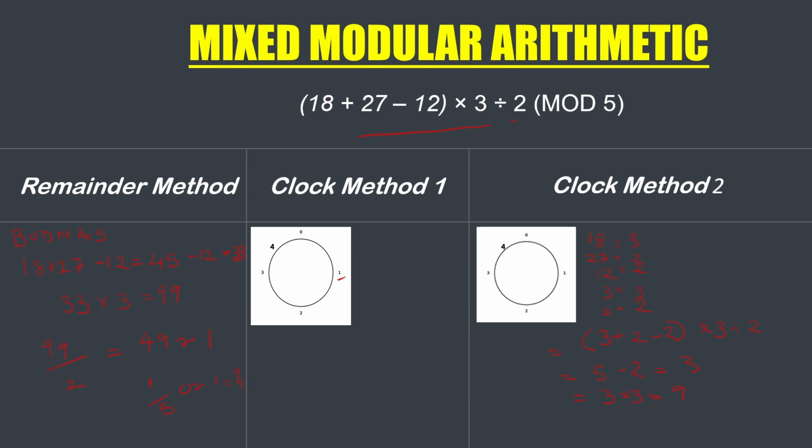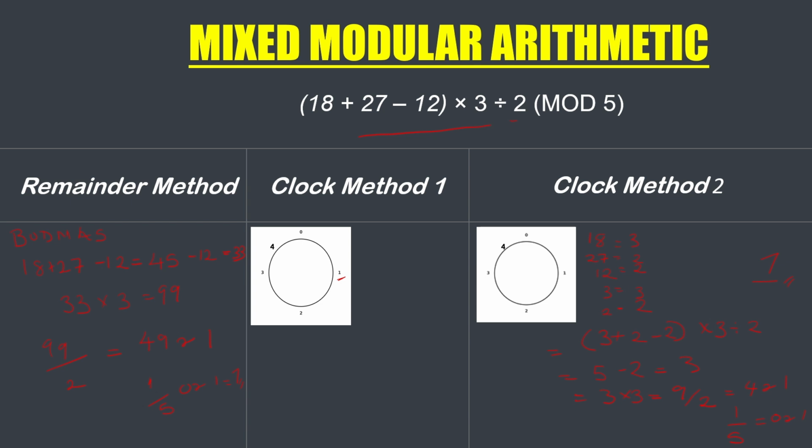equals 9, divided by this 2, which equals 4 remainder 1, because 2 in 9 can go 4 times remainder 1. So we divide 1 by our mod 5, which will give us 0 remainder 1. Therefore, our answer will be 1. If you don't understand, reverse and go through the video again.